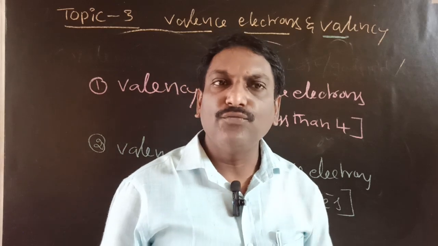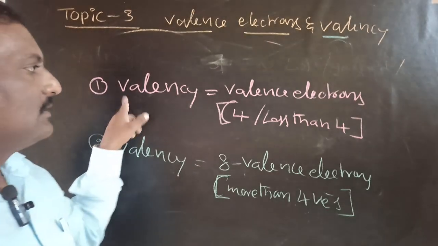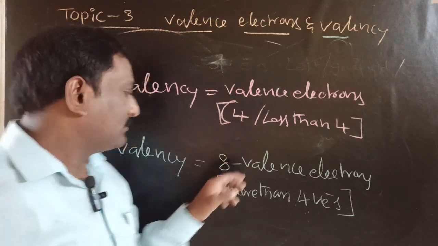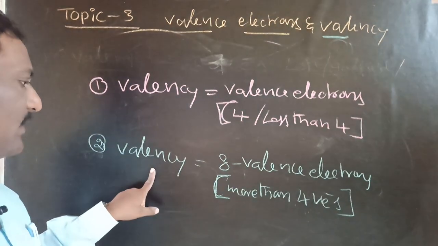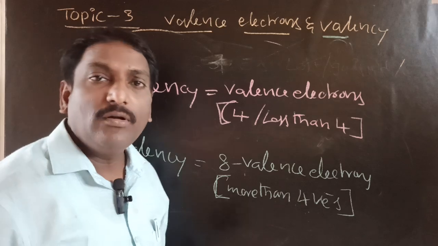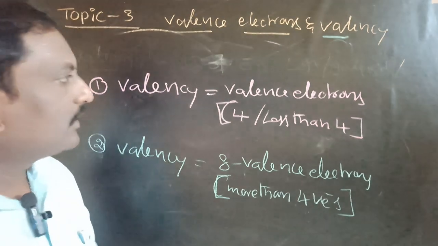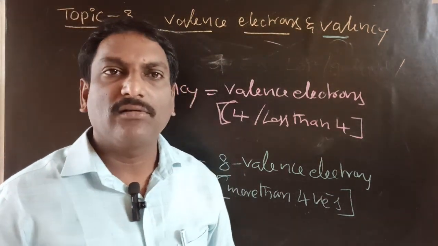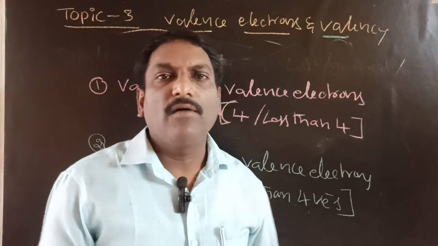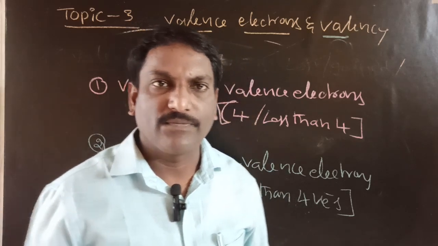But I would like to give two formulas in order to find out valency. One is valency equals valency electrons if the element has 4 or less than 4 valency electrons. The other, valency equals 8 minus valency electrons if the element has more than 4 valency electrons. Is it clear to you? Please make a note of it. Now let us find out valence electrons and valency of 1 to 20 elements. These valencies of elements help to write chemical formulas in further classes. Okay, right.